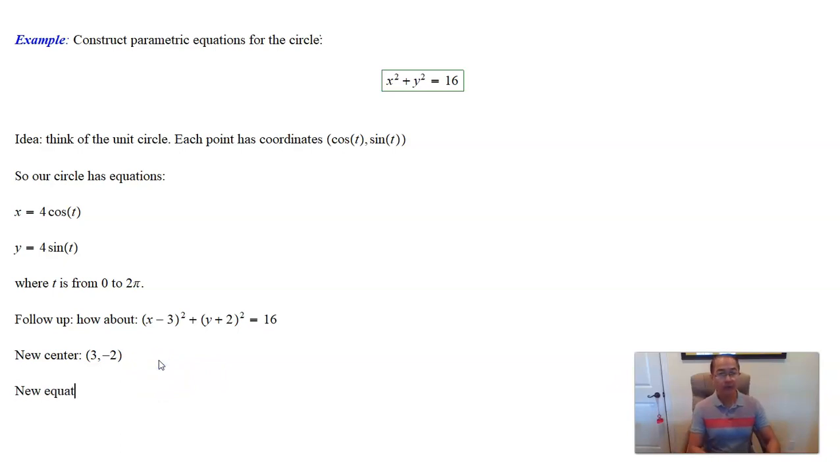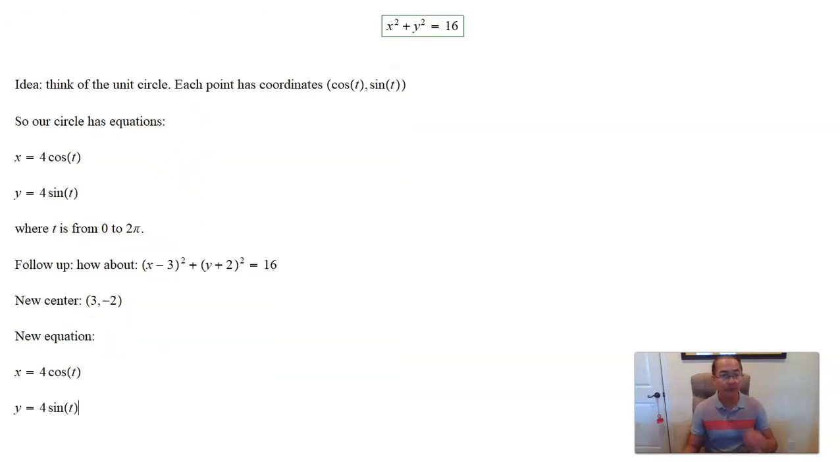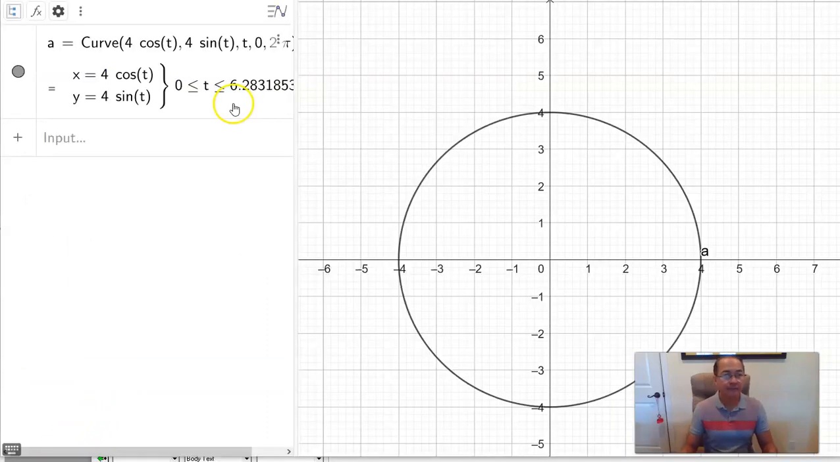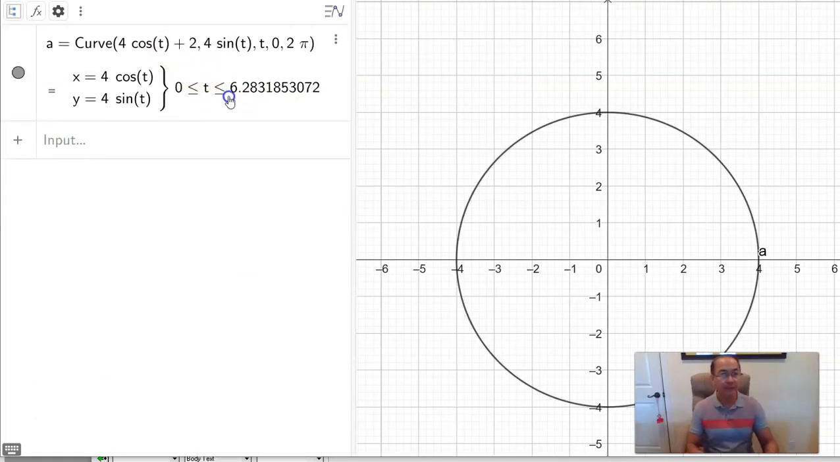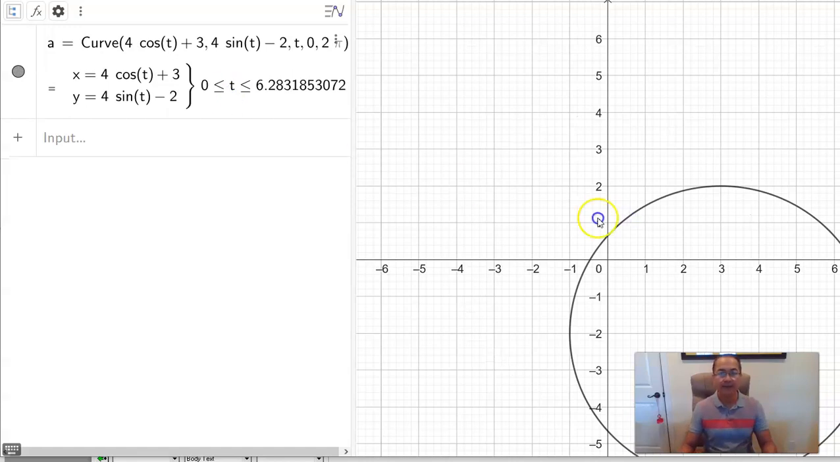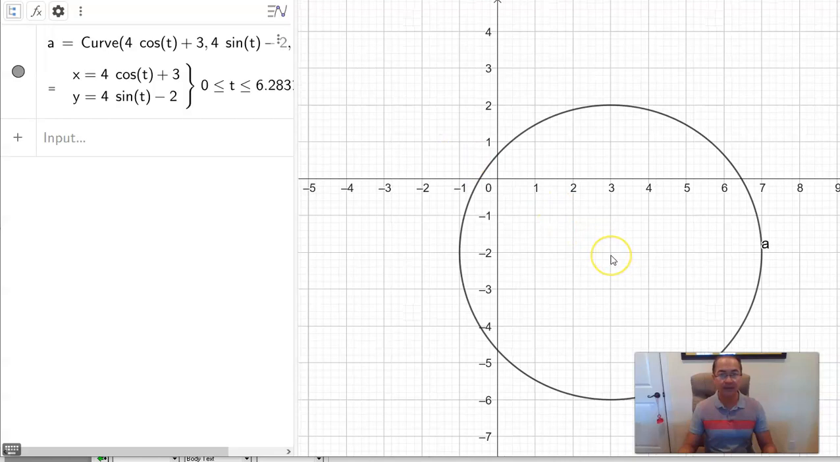So the new equations will just be, take the old equations and we are just going to add 3 to the x and subtract 2 from the y. Shift, okay? Move all the x coordinates 3 units to the right and all y coordinates 2 units down. All right, let's look in GeoGebra. All right, so if we add 3 here, and we subtract 2 here, there it is. So the new center is at 3, negative 2. Everything moved to the right by 3 and down by 2. All right. So before we do some calculus, because that's what the title of the video implies, let's go back to the line segment.